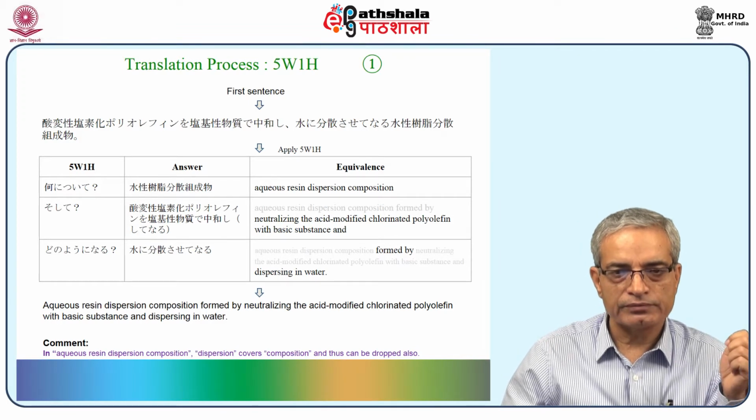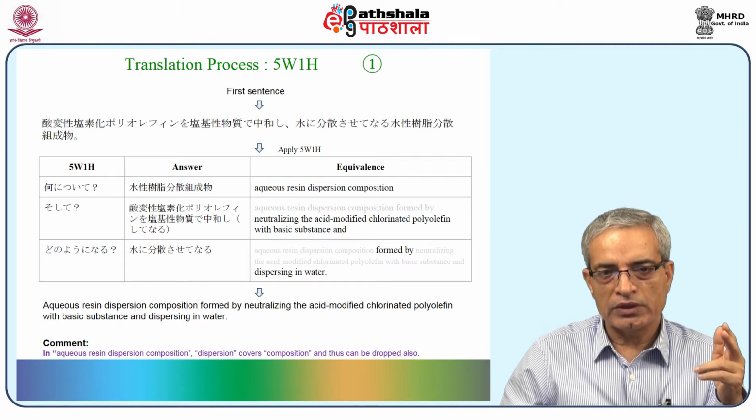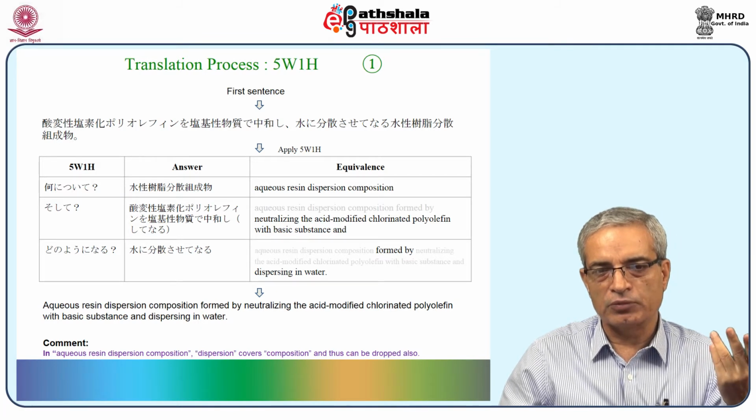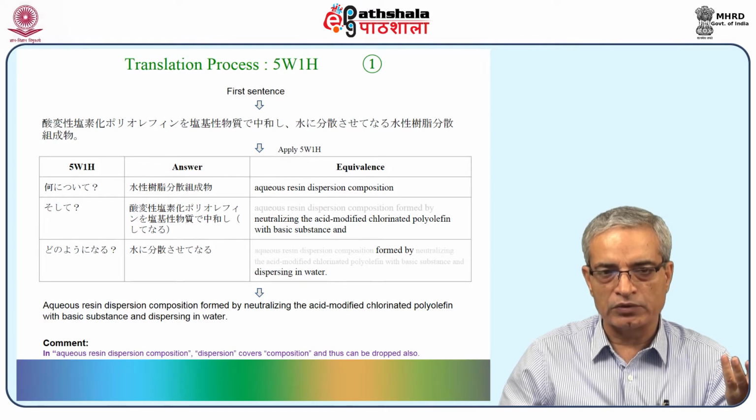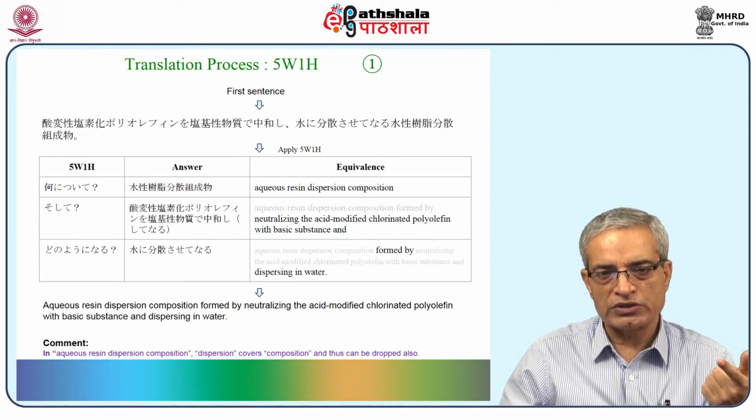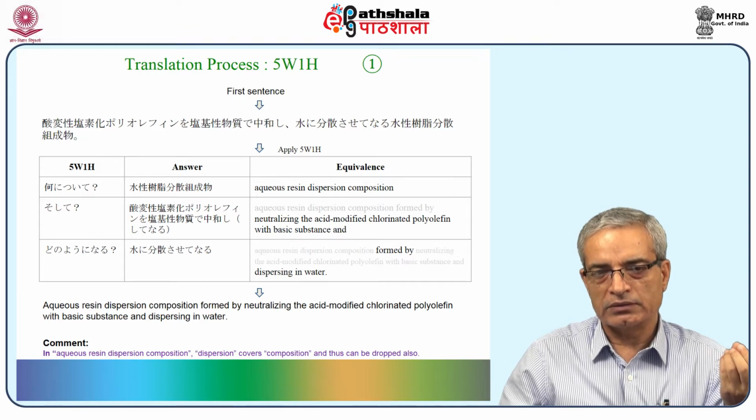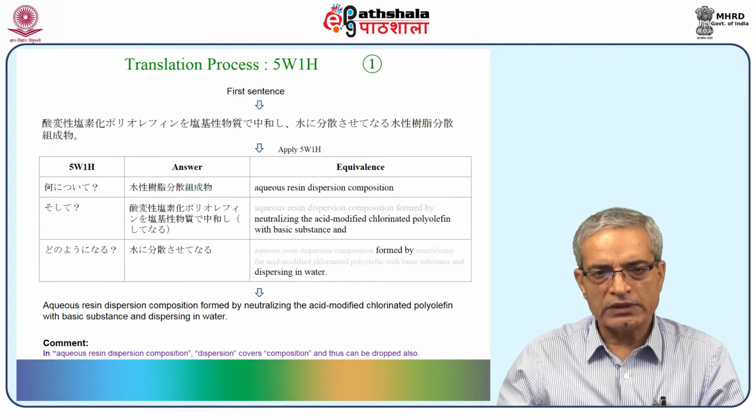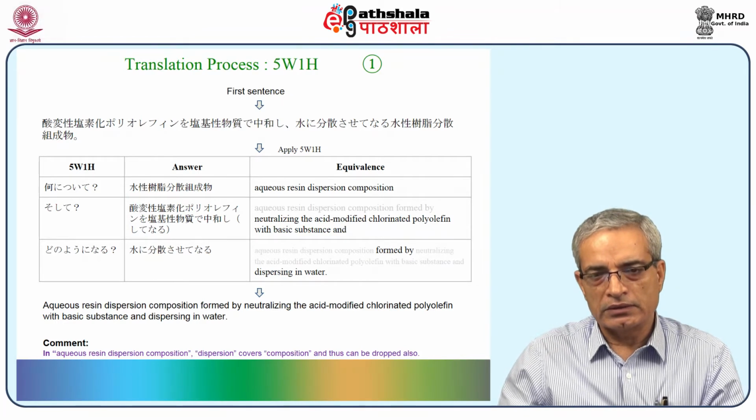What is the next question? "Soshite". Okay, she wants me to find out what next or what more. Then there is san hensei enso ka poriorefin; actually this is one compound. Then "o, enki sei busshitsu de chūwa shi", so "o, B de chūwa shi": you are applying it, and you can replace it with some substance. And then after that, it is getting connected. "Shite naru" in this case, and the equivalent is given here.